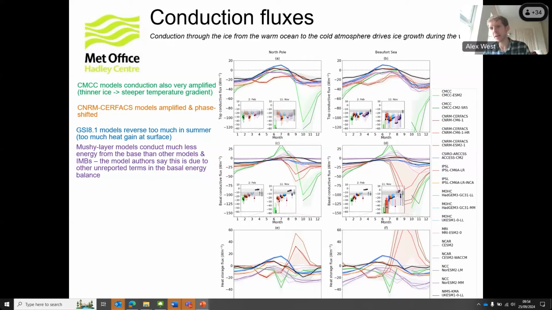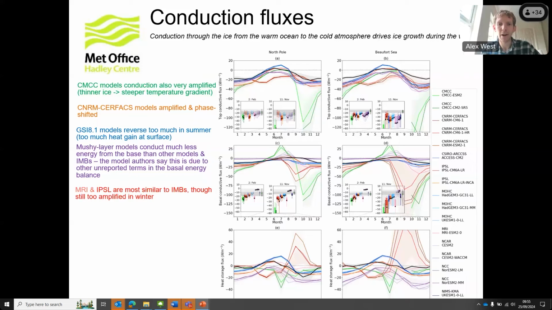But the model owners tell us that there are actually a couple of missing terms in the heat budget at the base of the ice due to this special way of modelling. So while this is an accurate representation of the conductive flux, you can't necessarily use this to derive other variables in the same way that you might for the other model groups.